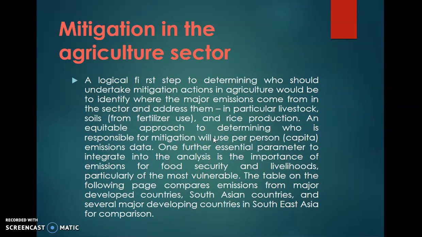Mitigation in the agriculture sector: a logical first step to determining who should undertake mitigation actions in agriculture would be to identify where the major emissions come from in the sector and address them, in particular livestock, soil from fertilizer use and rice production. An equitable approach to determining who is responsible for mitigation will use per capita emission data. One further essential parameter to integrate into the analysis is the importance of emission for food security and livelihood, particularly of the most vulnerable. The table on the following page compares emissions from major developed countries, South Asian countries and several major developing countries in Southeast Asia for comparison.